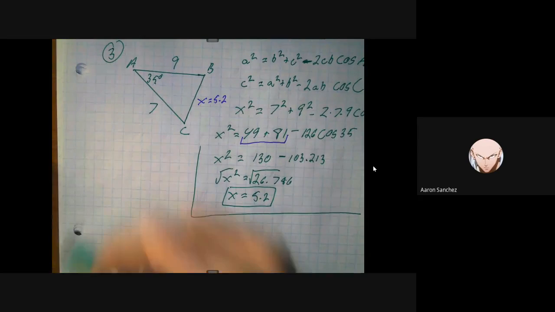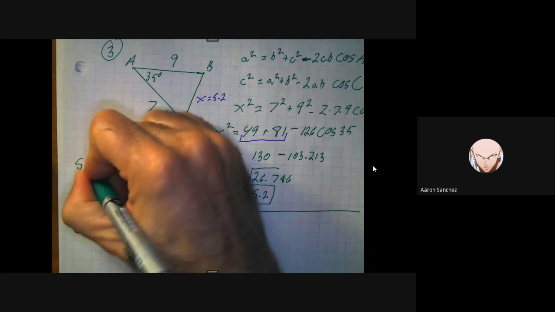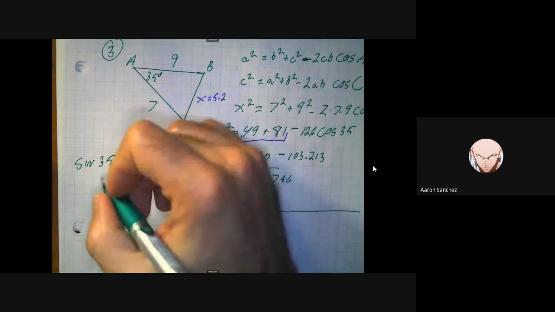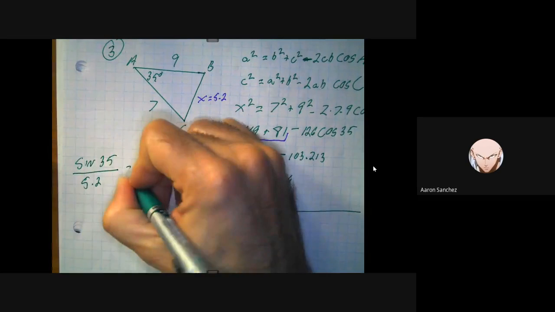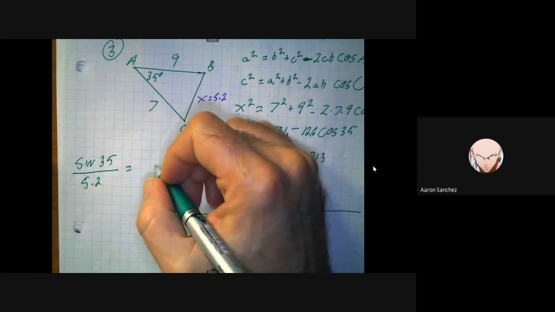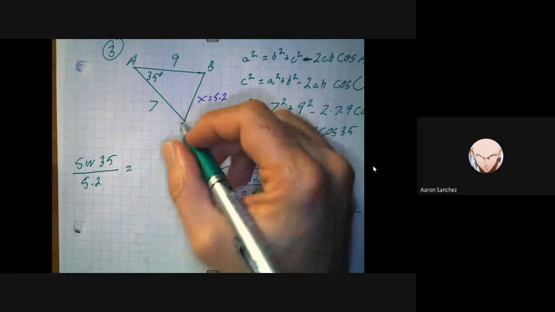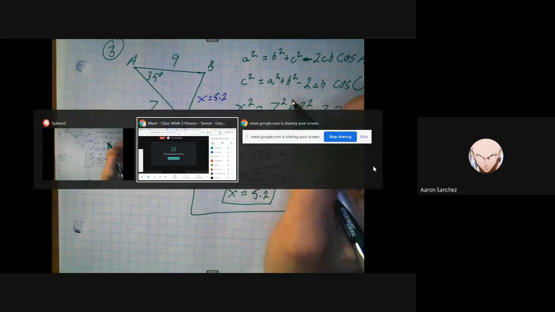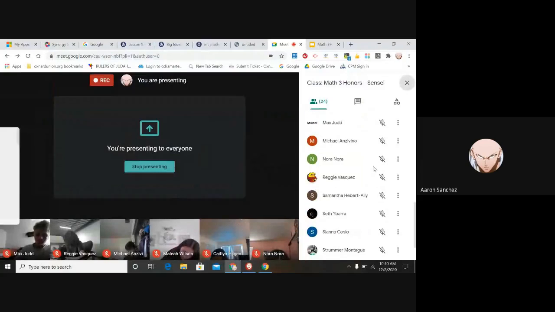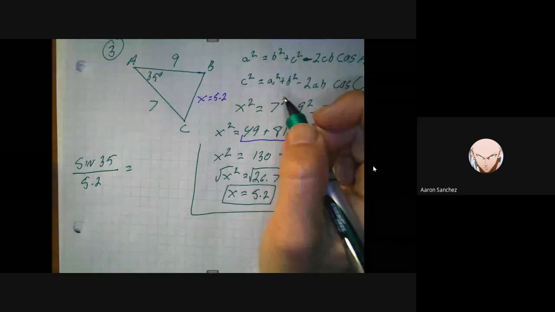So let's go: sine 35 all over 5.2 equals... Which one should I solve for? Which angle should I solve for? Let's see. Seth, which angle should I solve for?